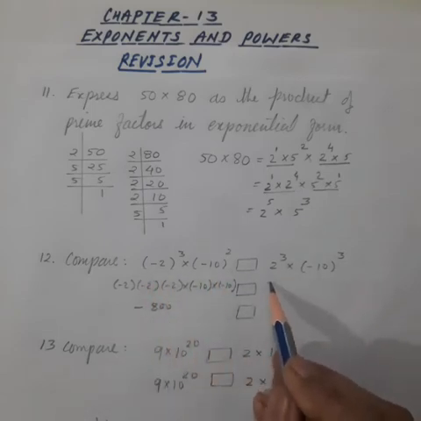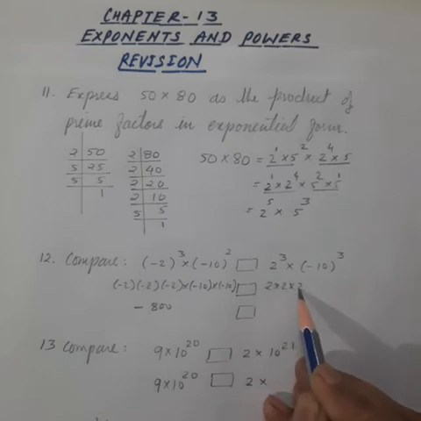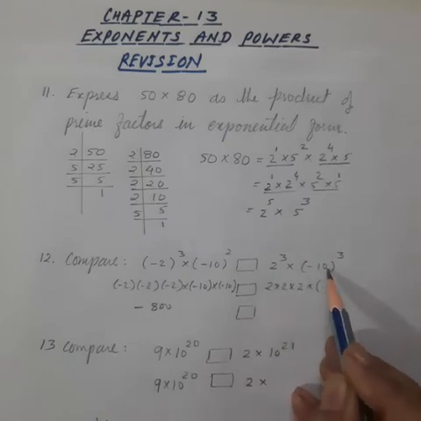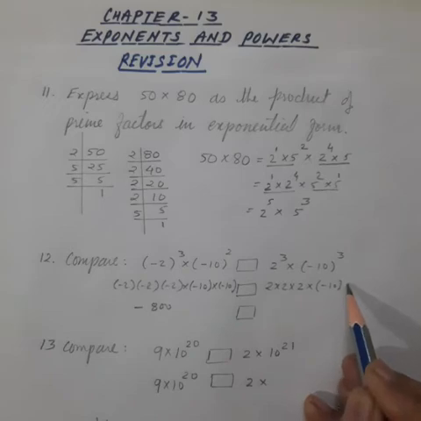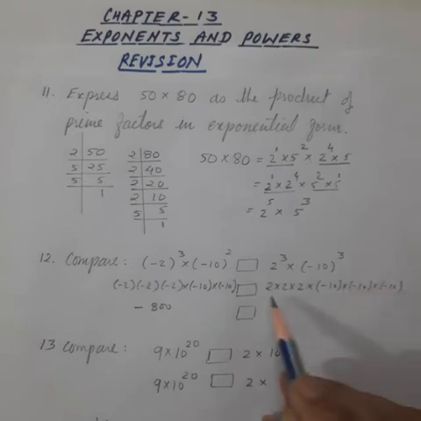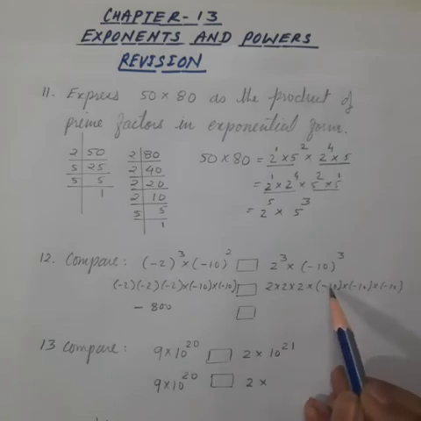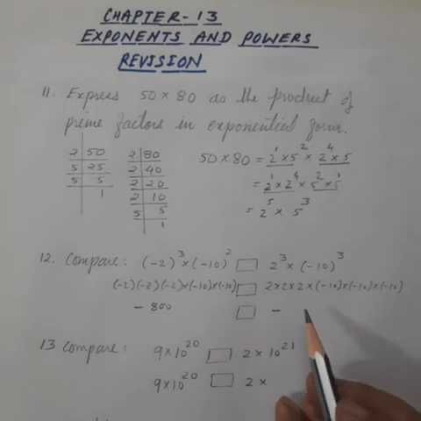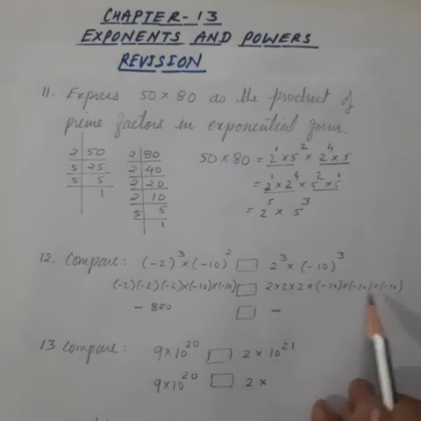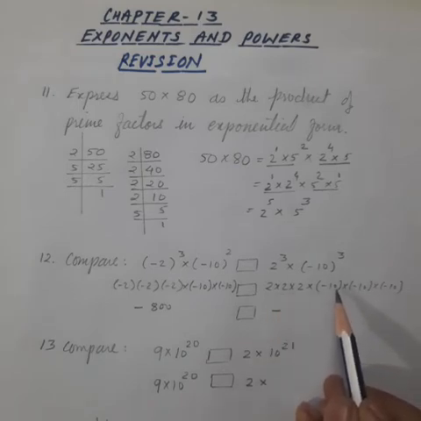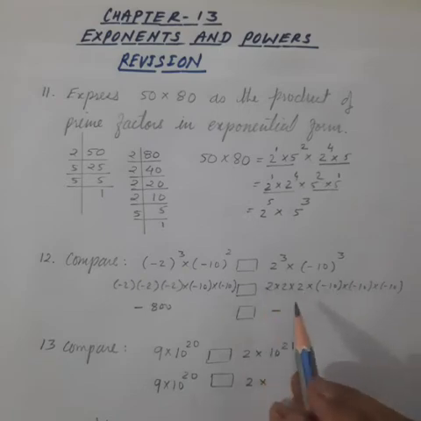Right hand side, 2 cube means 2 is multiplied by itself 3 times. And minus 10 cube means minus 10 is multiplied by itself 3 times. In this multiplication also, the minus sign appears 3 times, an odd number of times. So the result is negative. And multiply. 10 tens are 100, 100 tens are 1000, and 1000 eights are 8000.